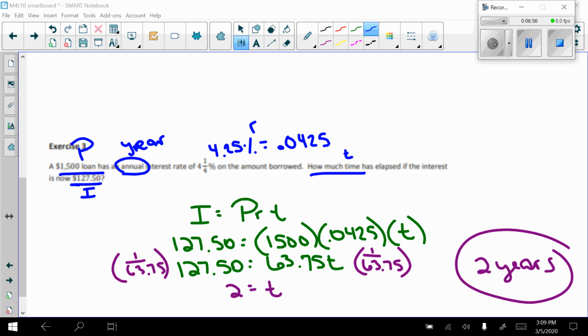So how did you do? Did you get an answer of 2 years? So I marked up my text. $1,500 is the principal. I'm talking annual, means I'm talking about years. 4.25% is the same as 0.0425. And that would be my rate. How much time is my unknown, T. And the interest is $127.50. Write my equation, substitute what I know, and solve the equation. I get an answer of 2. And I go back to it's paid 2 years. That's how I know the year part.